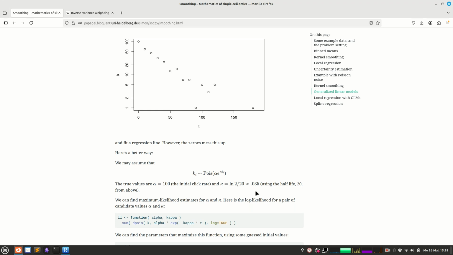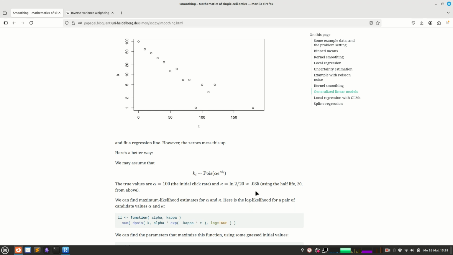And this here is then minus lambda i plus ki times log lambda i minus log ki factorial, with lambda i equal to alpha times e to the minus kappa times ti. So this is what we call the log likelihood, and we consider this a function of alpha and kappa, and we maximize it.